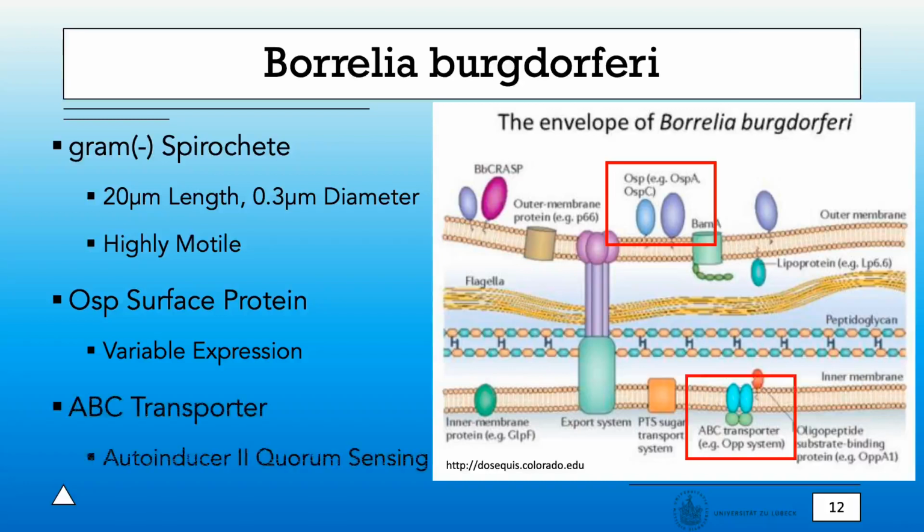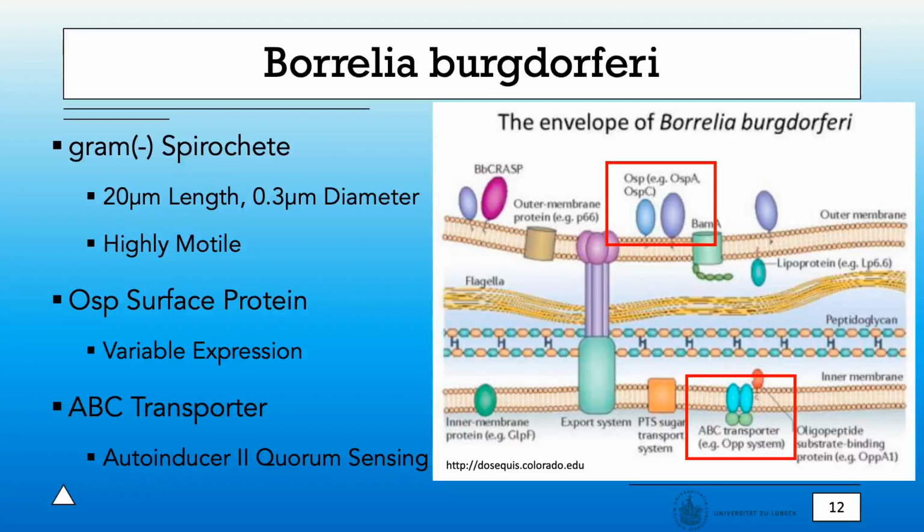The ABC transporter system is also important for infection. Once the tick sucks blood, the chemical environment of its gut changes. Borrelia burgdorferi can sense these changes and reacts by secreting a signal molecule called autoinducer 2. This is taken up by the ABC transporter and allows for quorum sensing. Only when enough signal molecule from all the individual Borrelia bacteria is present, they decide to move to the next stage of their life cycle.